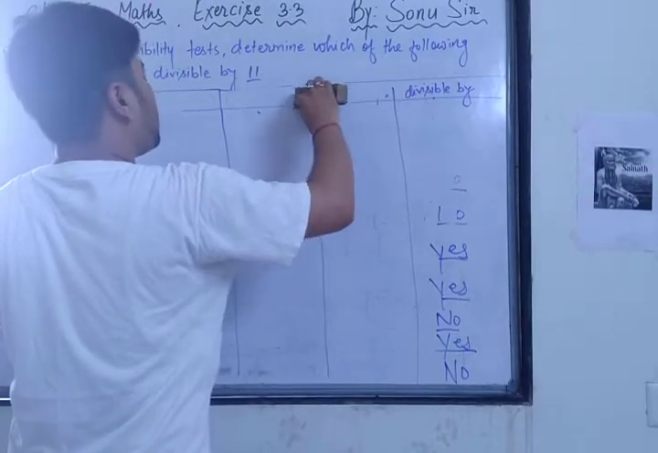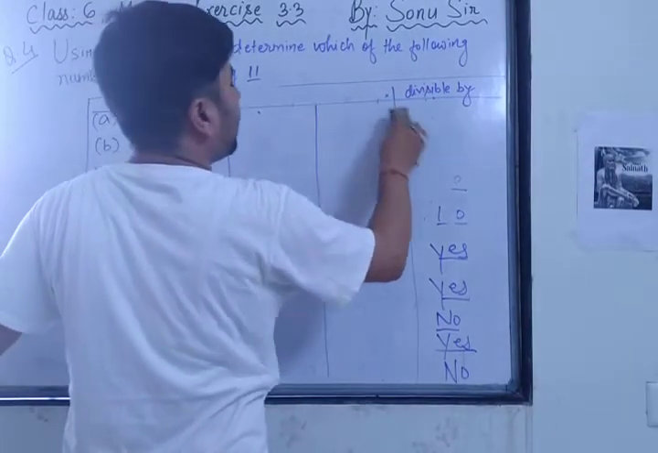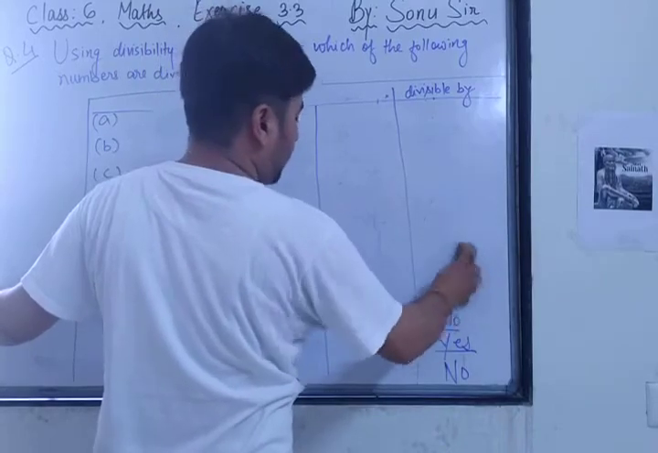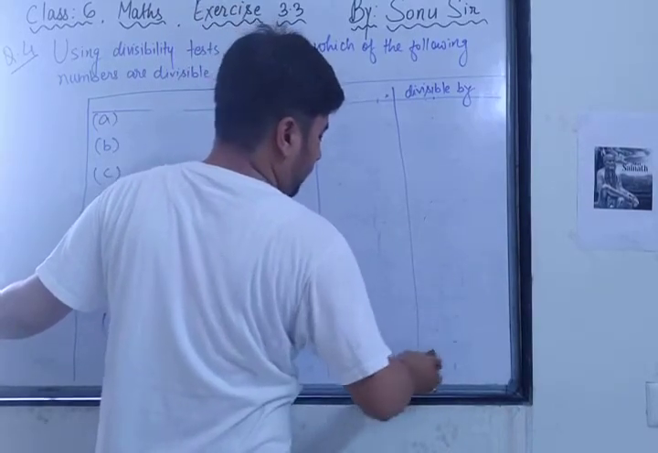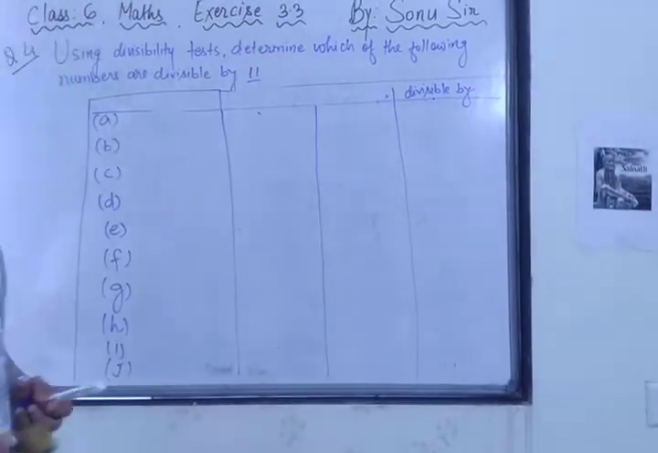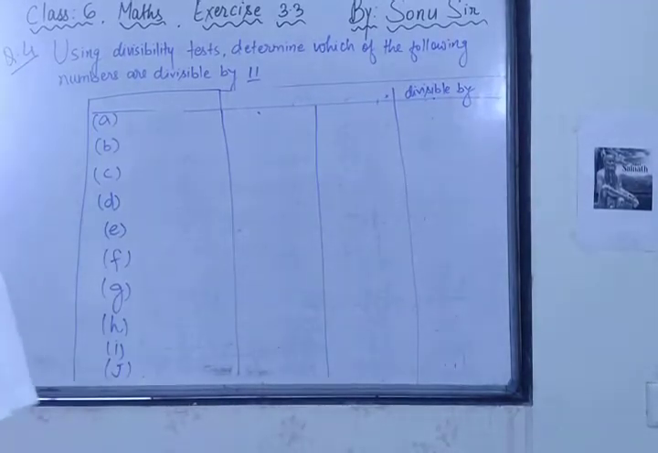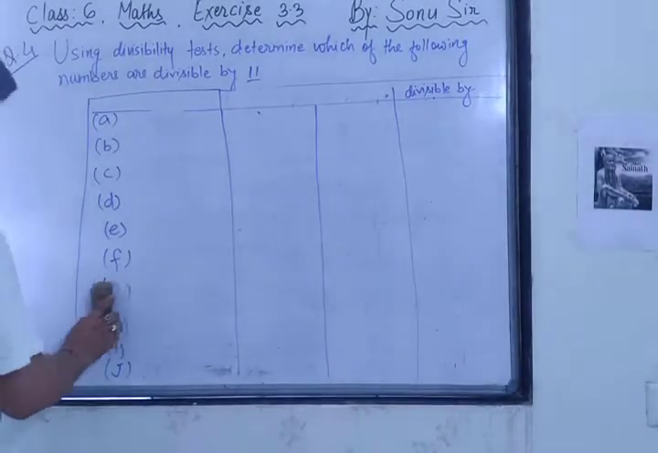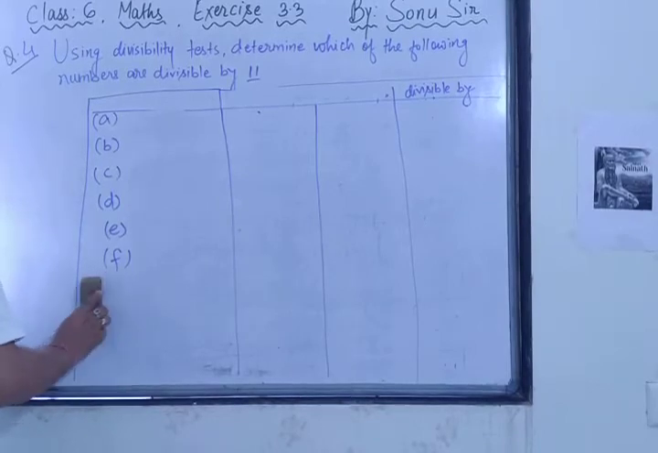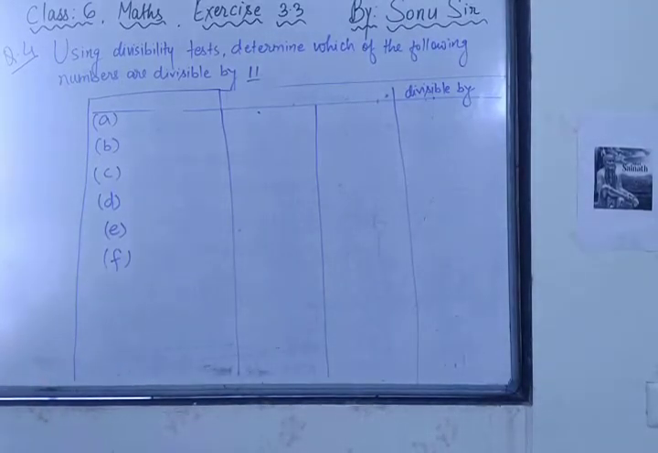Here we can write the sum of odd numbers and sum of even numbers, and here the difference. Divisible by 11. How many questions are there? Till F only we are having questions. Okay, so no need to worry. Yes, I and J are not there. Only a few questions are there here.